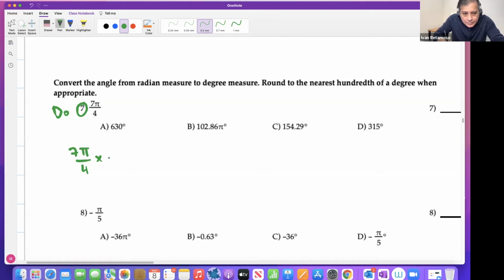So we are converting from radians to degrees. Professor, how do you know it's radians? Because if nothing is written next to the angle, it means that it's in radians. It's a mathematical agreement. So pi radians on the bottom, 180 degrees on the top. That's the hint. Multiply by this conversion factor, right?